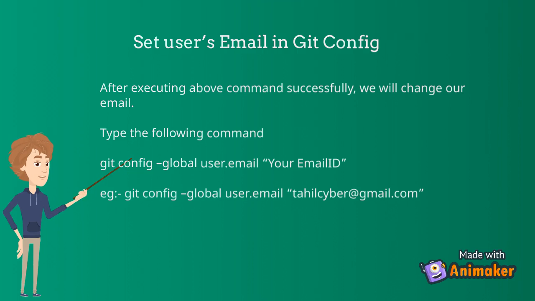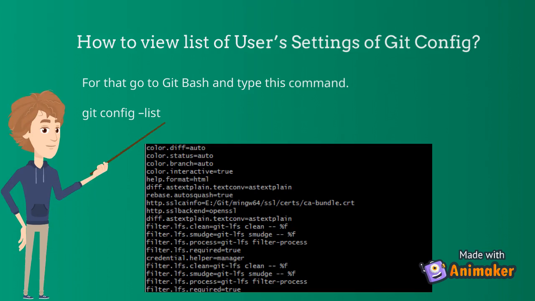Let's now set the user's email in git config. After executing the above user setup command successfully, we will change our email. Type the following command to get your email ID set up. git config --global user.email your email ID. Let's now view the config settings. For that, go to Git Bash and type this command. git config --list.